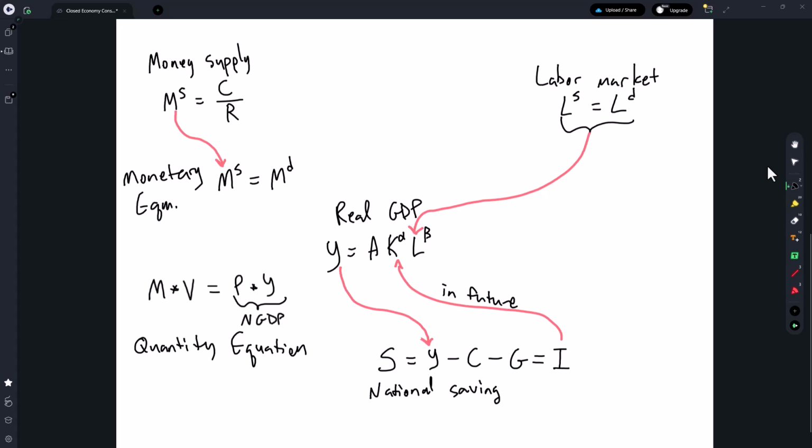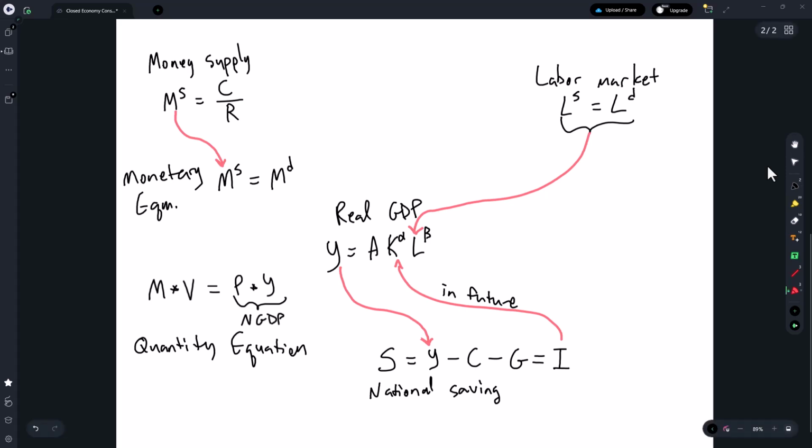M is the total amount of money in the economy, and V, the velocity, is the number of times each dollar changes hands in a year. And so the number of dollars times the number of times each changes hands is going to be our total expenditure, or nominal GDP, on the right-hand side.